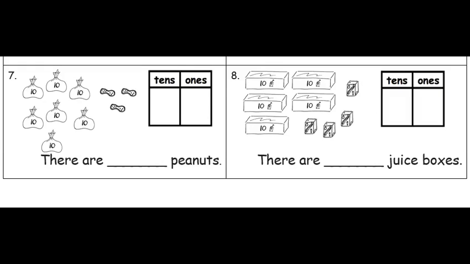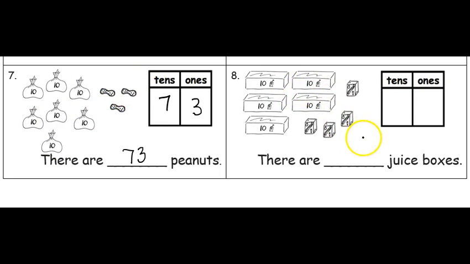In this section, I'm going to do the same thing. The only difference is I don't see all the individual objects. These bags tell me that I have 10 peanuts in each bag. So I'm going to count my groups of 10, knowing that there's 10 individual peanuts in the bags. So I have 1, 2, 3, 4, 5, 6, 7 groups of 10 and 3 individual peanuts. That means there are 73 peanuts in all. 10, 20, 30, 40, 50, 60, 70, 71, 72, 73.